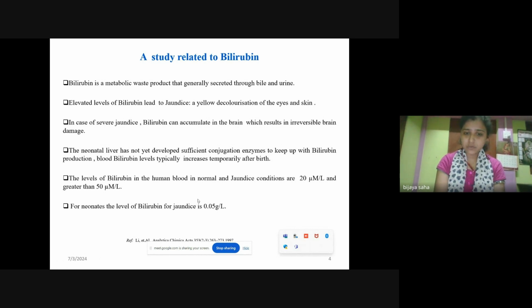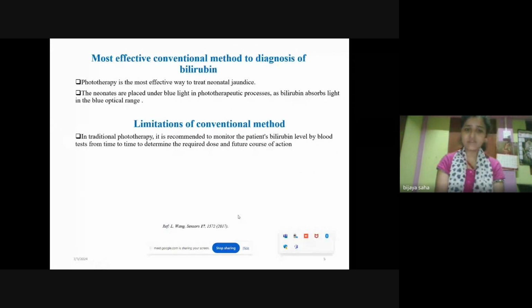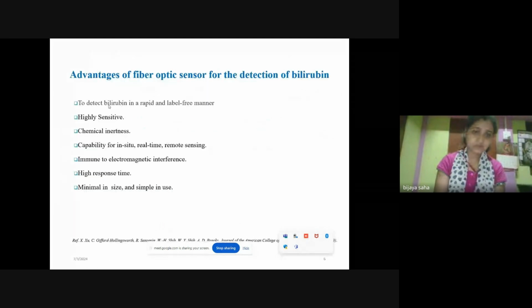The level of bilirubin for a human in the normal case is 20 micromole per liter. For the jaundice case, it will be greater than 50 micromole per liter. For neonate babies, in case of jaundice, its level is 0.05 gram per liter. Now, the most effective conventional method to treat bilirubin is phototherapy. But in this conventional method, blood is drawn time to time in order to determine the required dose and future course of action. So the disadvantage of this conventional method can be overcome by using a fiber optic sensor.